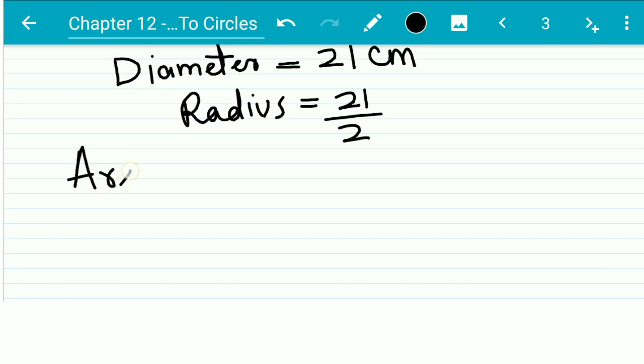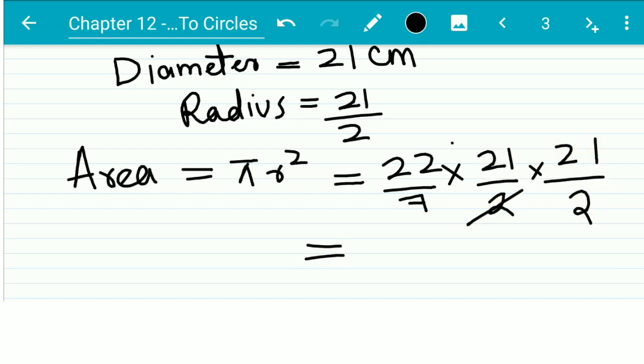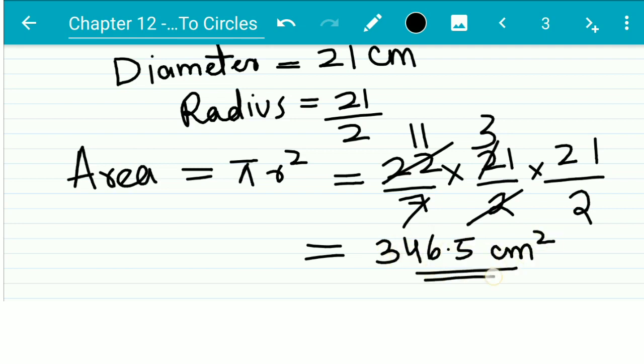We know that the area of a circle is pi r square. Substitute the value of pi as 22 by 7 into r square, where the radius is 21 by 2, so r square will be 21 by 2 again. See, 2 into 11, 7 into 3, 11 into 3, 33 into 21 by 2 will be 346.5 centimeter square. This is the first answer. Area of the gold region is 346.5 centimeter square.